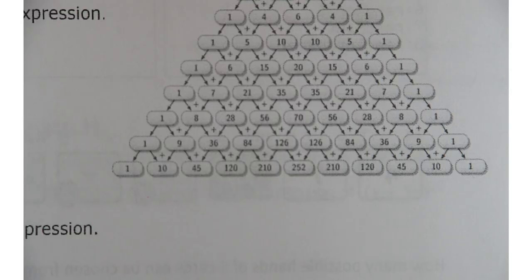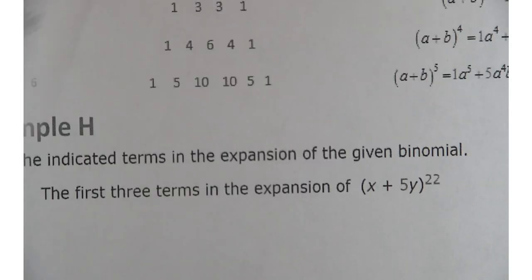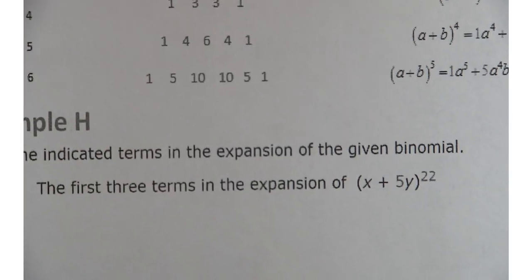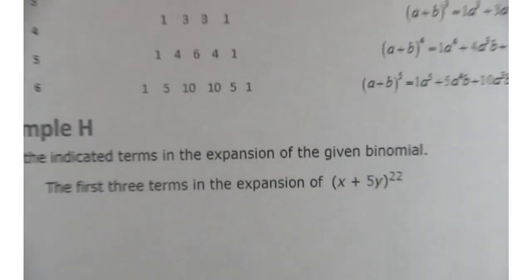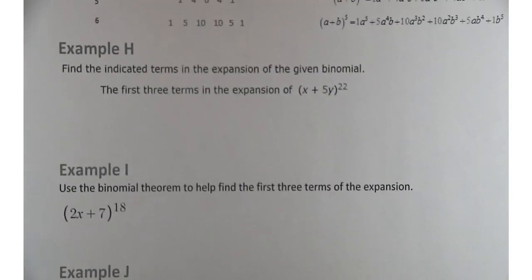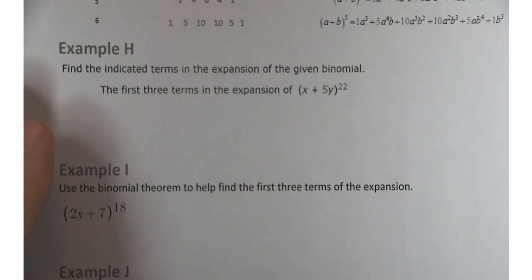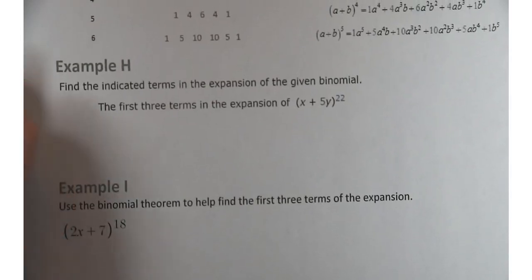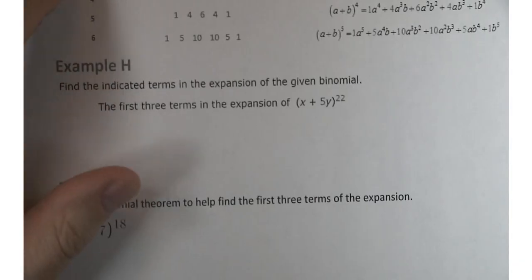Yes, ma'am? So if we're only doing the first three for like example H, does that mean instead of x plus 5 to the y to the 22nd, it's just really asking us to do x plus 5y to the third? Well, or not? What it's asking you to do is to know something a little bit more general than just Pascal's triangle.